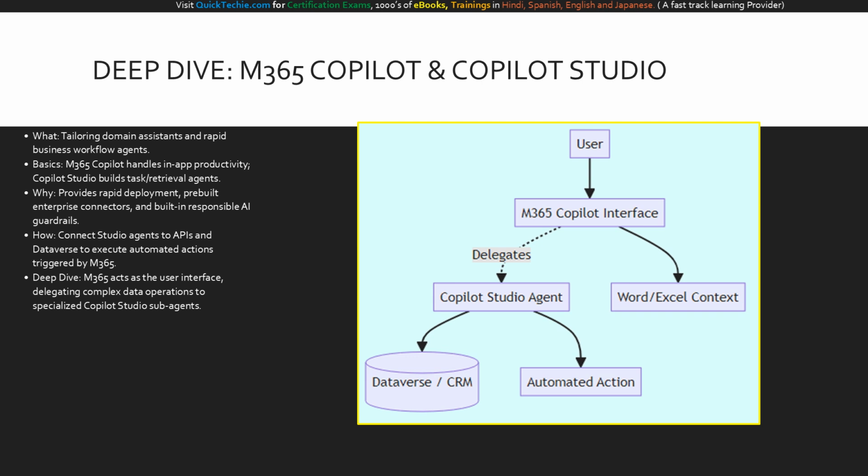This represents delegation. When a task requires specific business logic like updating a CRM record, M365 Copilot delegates it to the specialized Studio agent. The Studio agent then interacts securely with enterprise data, labeled here as Dataverse/CRM, and executes an automated action. This visual clearly maps out how a SaaS productivity tool and a low-code workflow tool collaborate seamlessly to extend the user's capabilities without forcing them to leave their primary workspace.